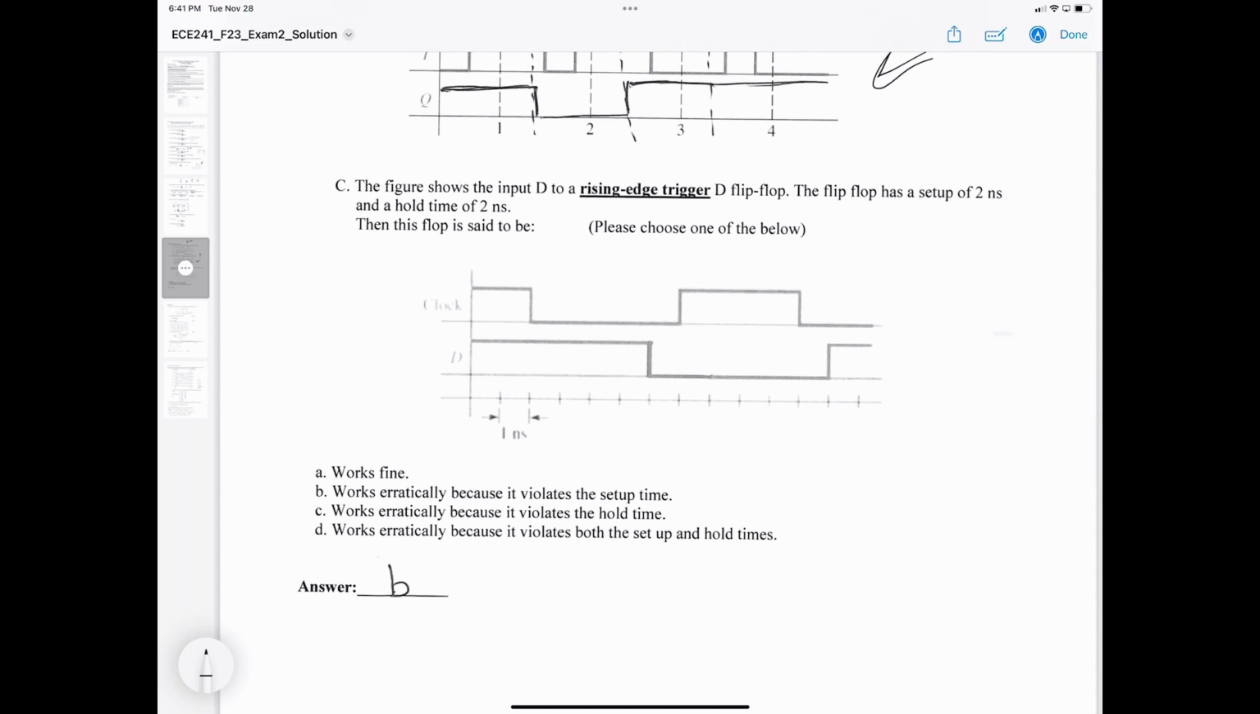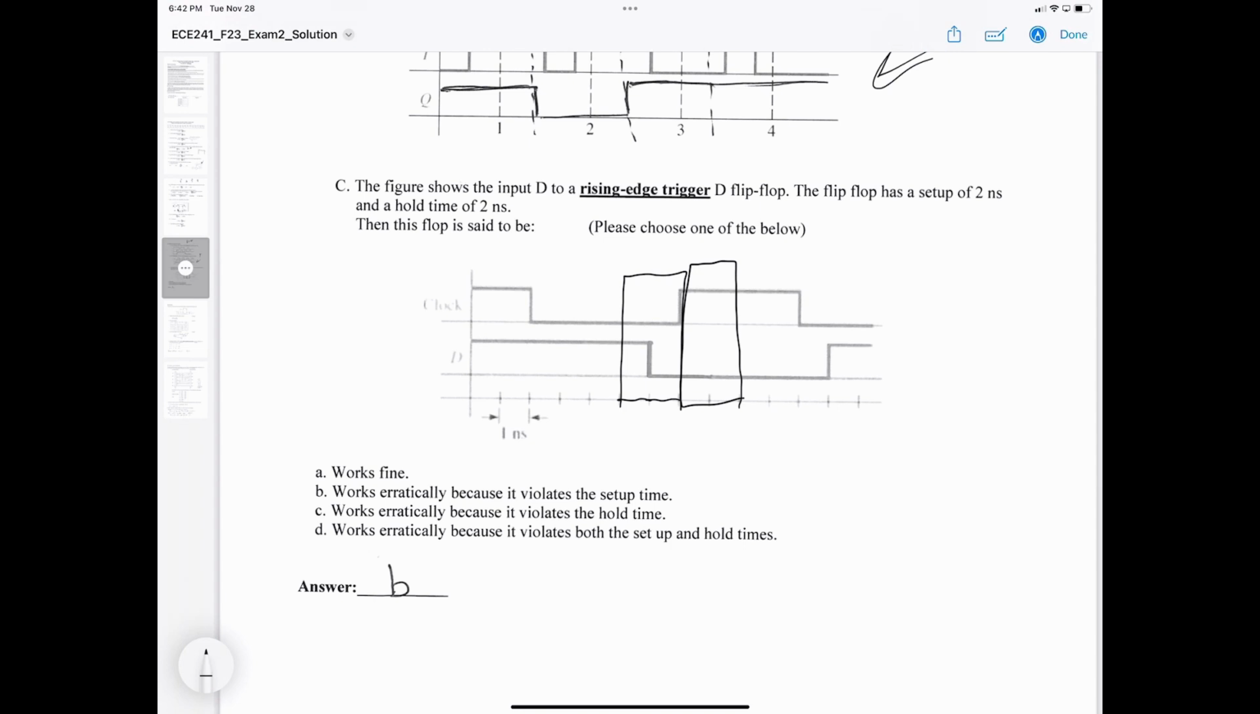So for this part, this is aperture time. The setup time is 2 and the hold time is 2. The setup time is before the rising edge, 2 nanoseconds, so it's here. That doesn't seem too right. So the hold time is here.